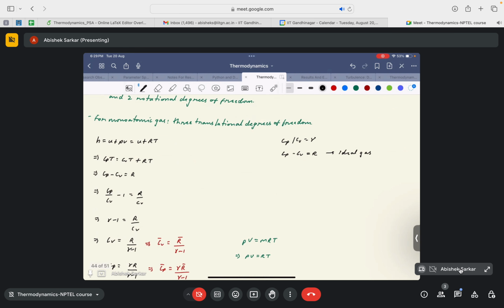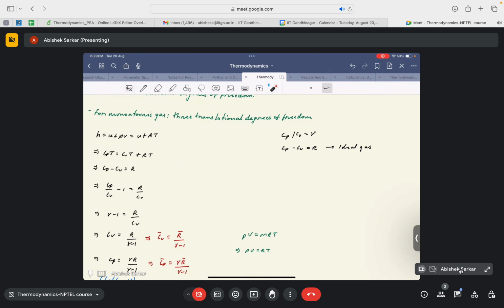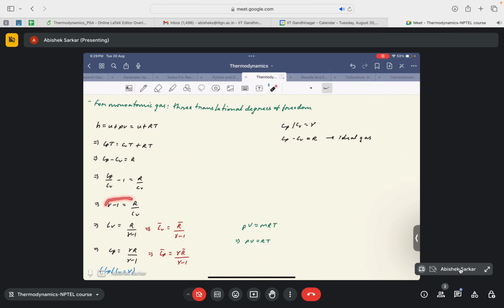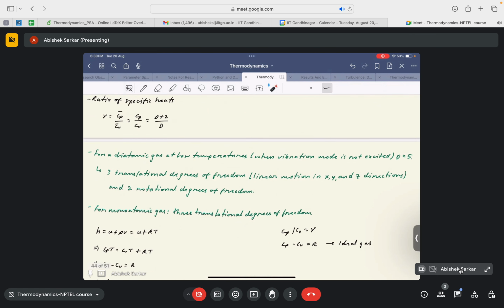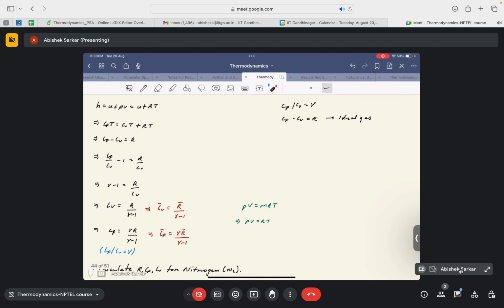Now if we divide all the terms by Cv, we get Cp by Cv minus 1 is equal to R by Cv. We know that Cp by Cv is equal to gamma, so we can write gamma minus 1 is equal to R by Cv. Now if we manipulate this equation a bit, we find that Cv is equal to R by gamma minus 1 and Cp is equal to gamma R by gamma minus 1. Since R is known for a particular gas and gamma can be found from the relation d plus 2 by d, if I'm not wrong, we can easily find the values of Cp and Cv.